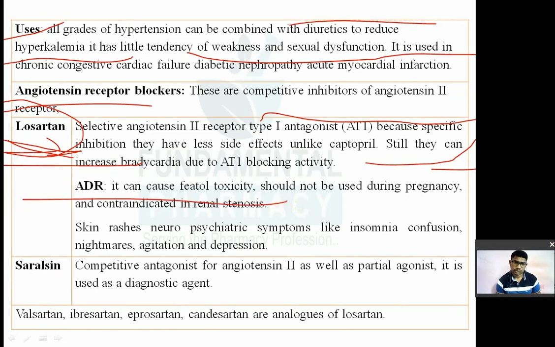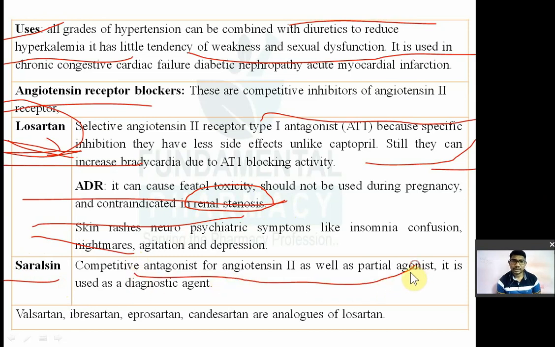They are contraindicated in renal stenosis. Renal stenosis means a blood vessel occlusion has happened in your kidney, that is called renal stenosis. Skin rashes, neuropsychiatric symptoms like insomnia, confusion, nightmares, agitation, depression. Saralasin is another drug, a competitive antagonist to angiotensin II as well as a partial agonist.